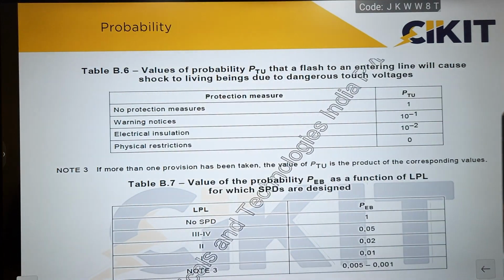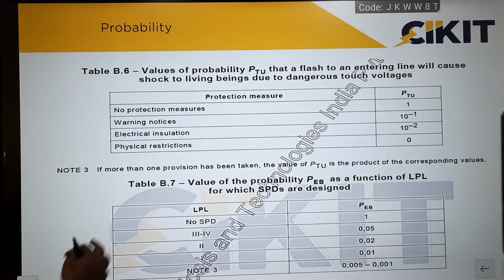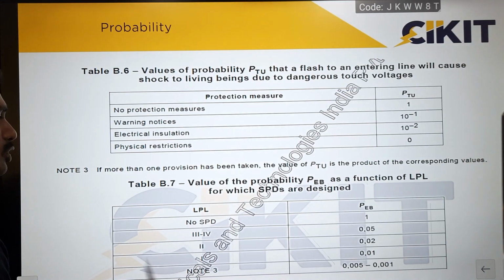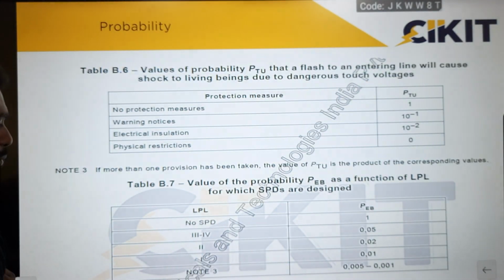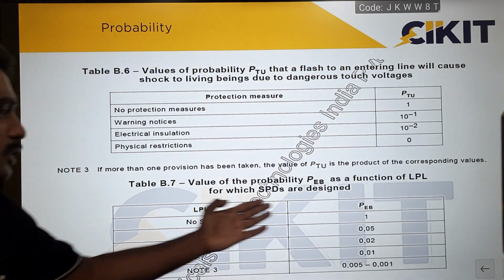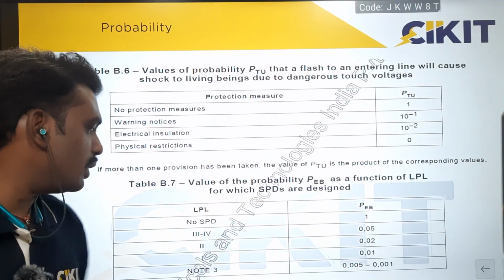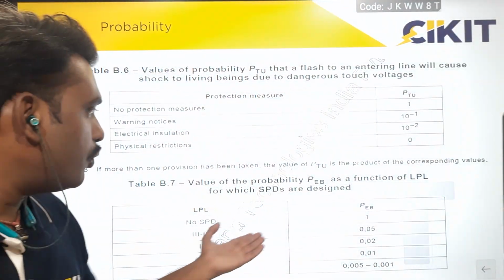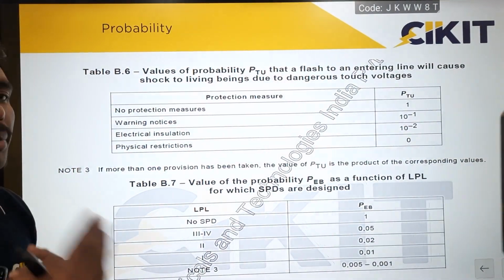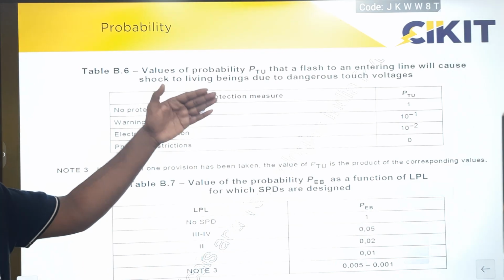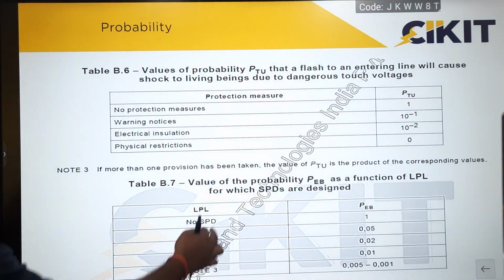Similarly, if we are going for power line protection, and we are providing surge protection devices, what will be the risk provided? If there is no SPD, then the value of PEB will be 1. If I am providing level 3 or level 4, the PEB value will be 0.05. So by incorporating these protection measures, the value of risk can be reduced.